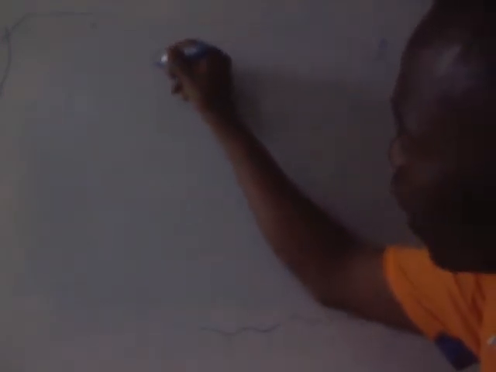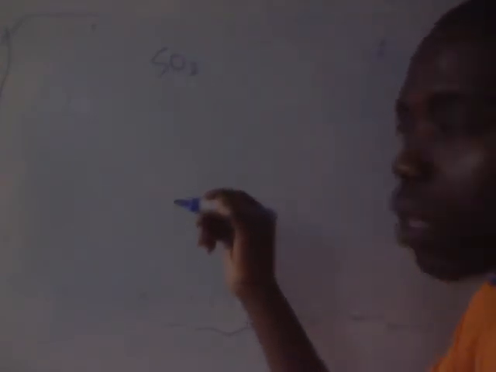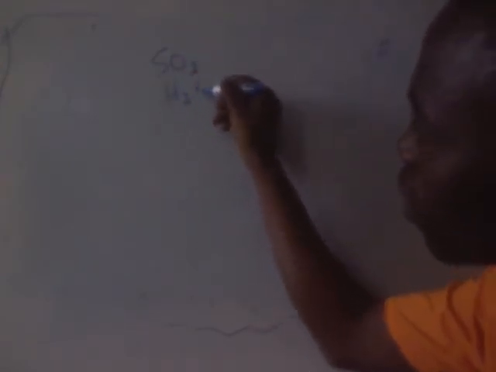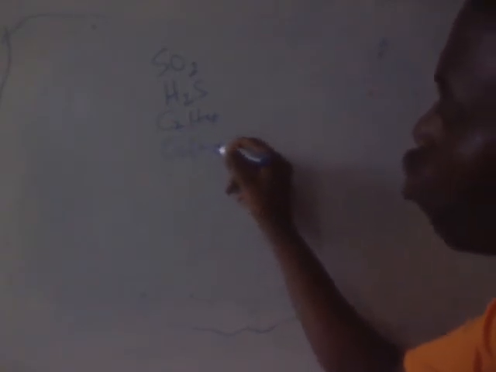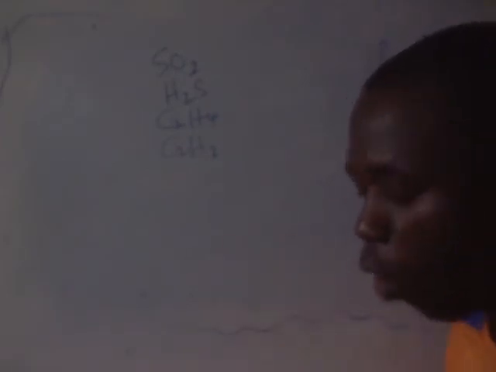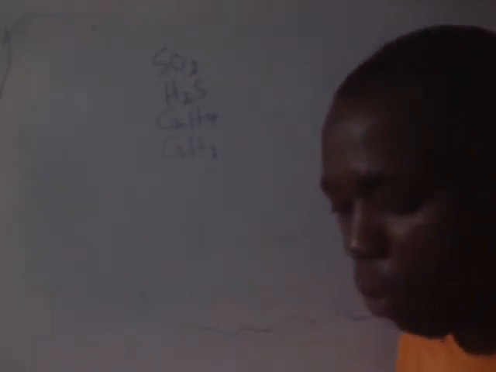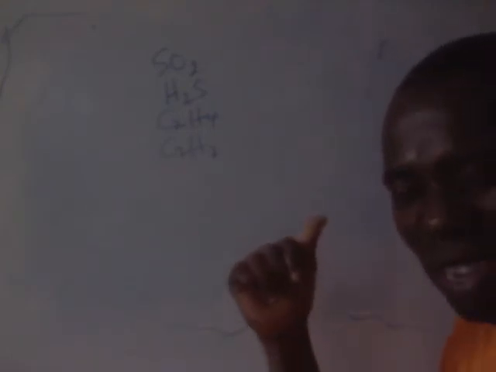Are we together? So we have about 4 gases that can turn the orange color of potassium heptachloride 6 to green. Sulfur oxide gas can do that. Hydrogen sulfide gas can do that. Ethene C2H4 can do that. Ethyne C2H2 can do that. These four gases can change the orange color of acidified potassium heptachloride 6 towards green.